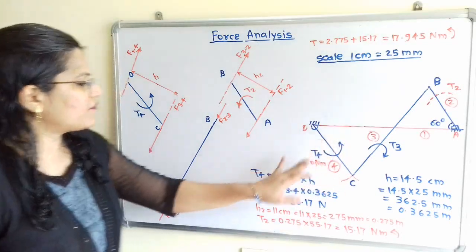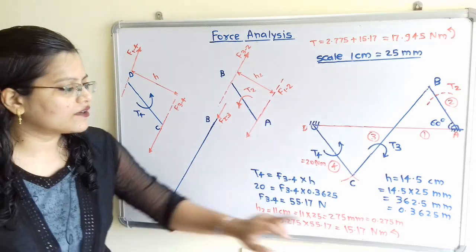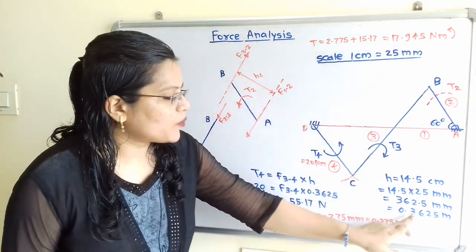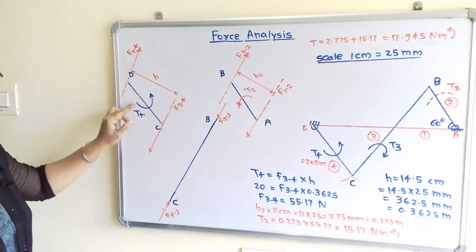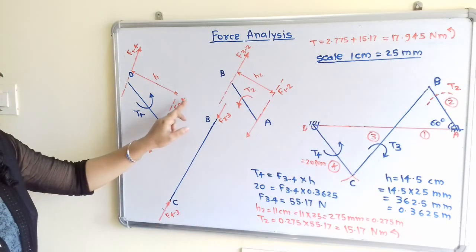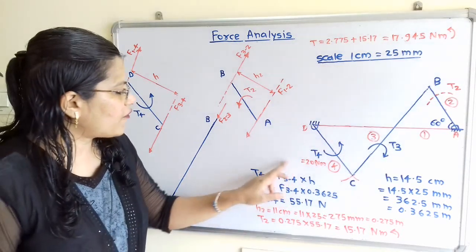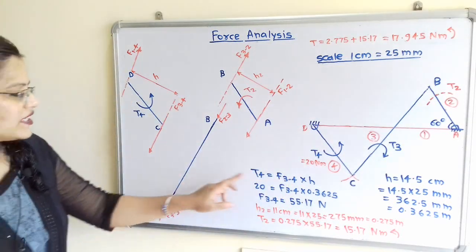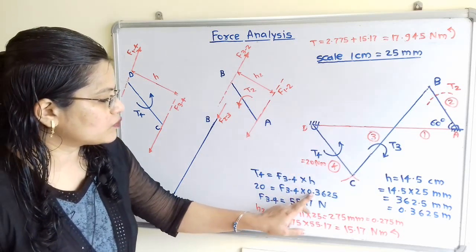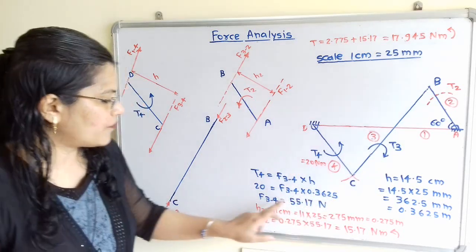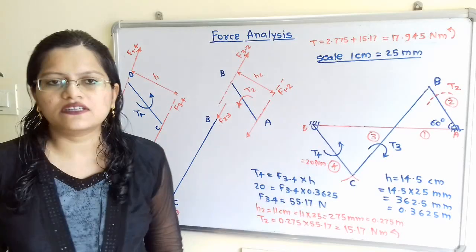But this torque T4 is 20 Newton meter, that means the unit is meter. So we will convert this into meter, 0.3625 meter. Now how we can solve this? T4 is equal to F of 3 to 4 multiplied by this h. So this F of 3 to 4 is unknown. So T4, that is 20, is equal to F of 3 to 4 into 0.3625. So F of 3 to 4 is equal to 55.17 Newton.